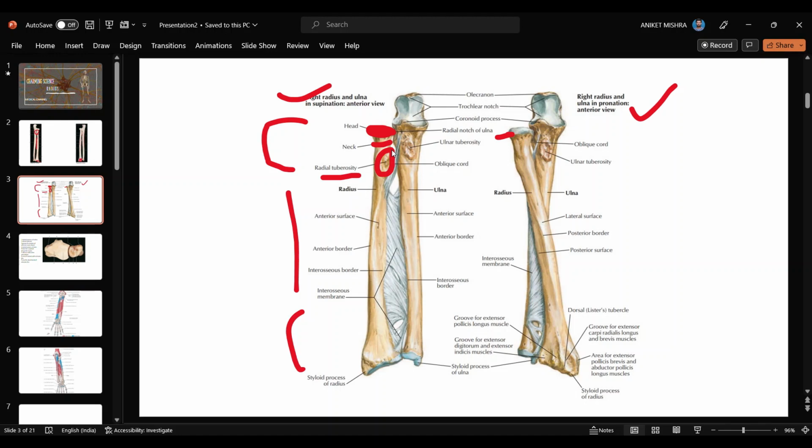Now when we come to the shaft area, we will have three borders and three surfaces. First, the anterior border. When we talk about the anterior border, this one is the anterior border, and it extends from the anterior margin of the radial tuberosity.